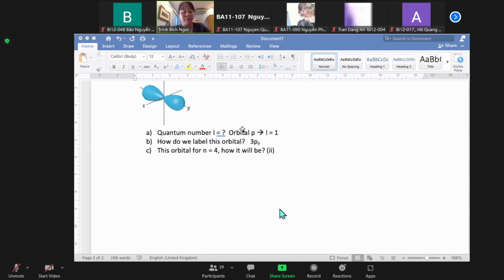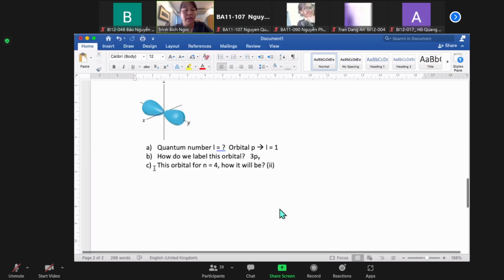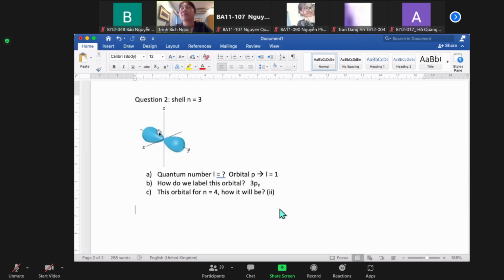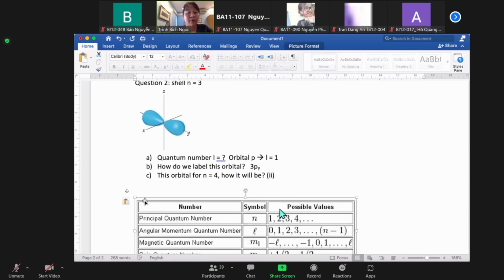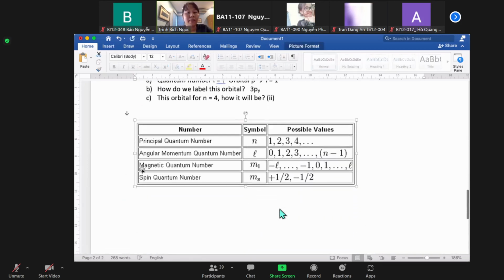So for an orbital, the position and, how to say, the trajectory of electrons in an orbital is characterized by 4 quantum numbers. Okay.